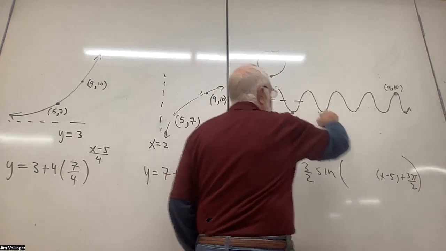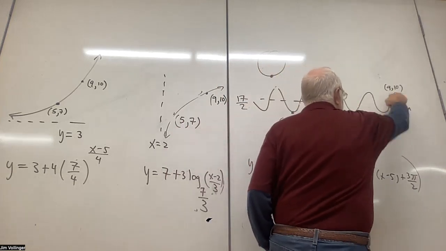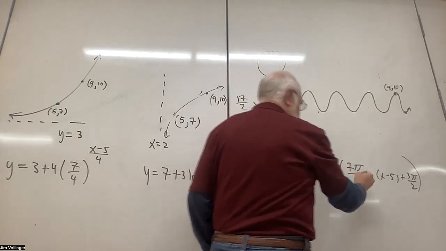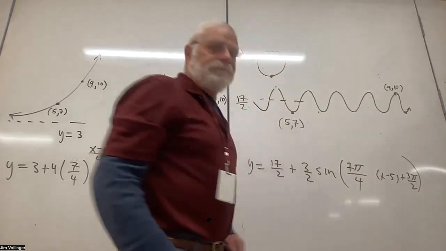And then I got 1 pi, 2 pi, 3 pi, 4 pi, 5 pi, 6 pi, 7 pi, 3.5 revolutions. And then it takes what, 4 units of time. All right, done.